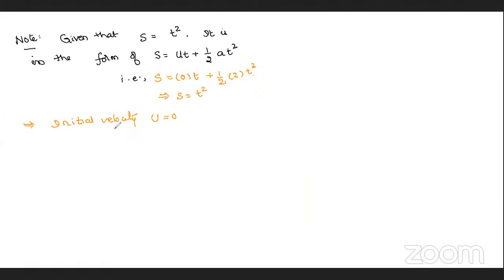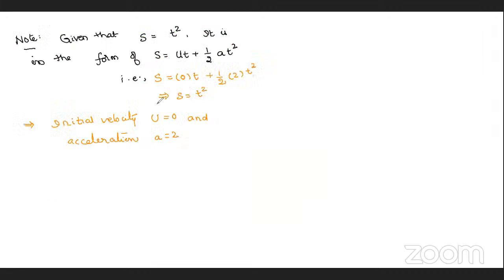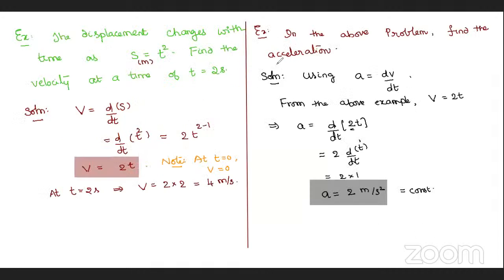Once again compare: in place of a, what is there? 2. So acceleration equals 2. You can turn back and see how much acceleration you got using the differentiation method. So once again it is proved that the differentiation method and the uniform acceleration formulae both are valid, and this differentiation can be used even though the acceleration is constant.